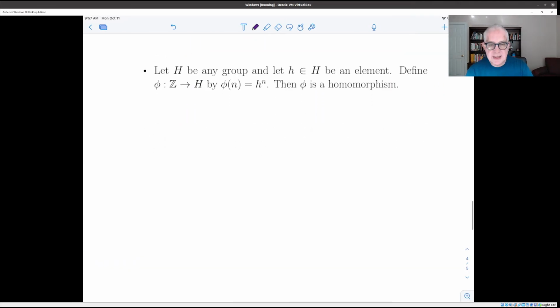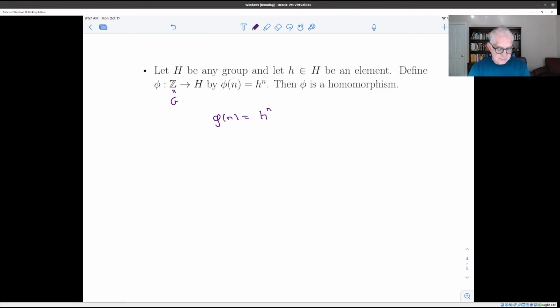Here's another really important example. Now I'm going to let H be any group, and I'm just going to pick an element h of H, and I'm going to define a function from the integers to H. So this is my group G, it's the integers. And the function is phi of n is h to the n.